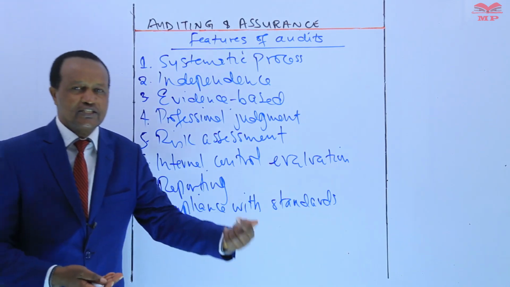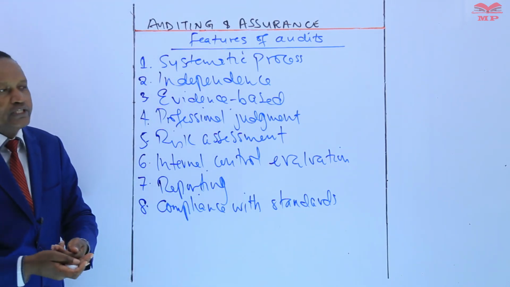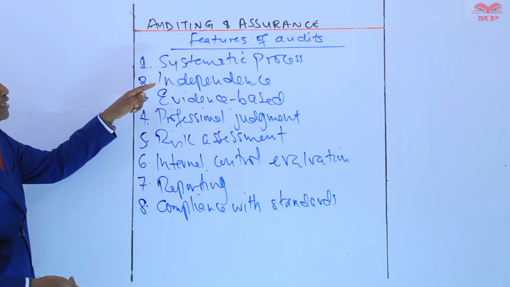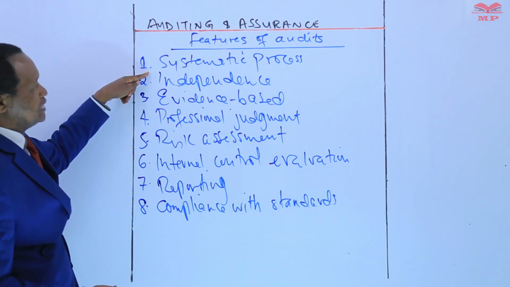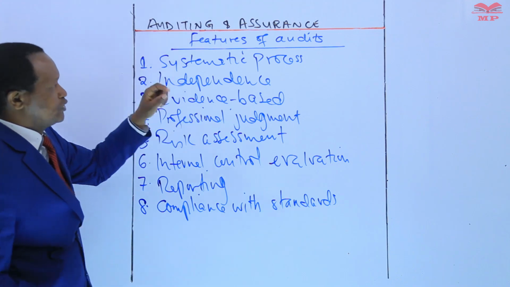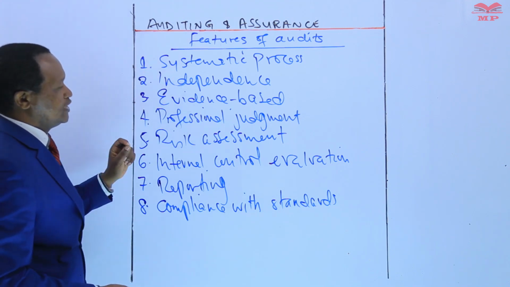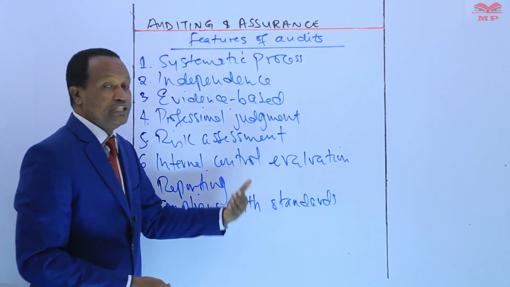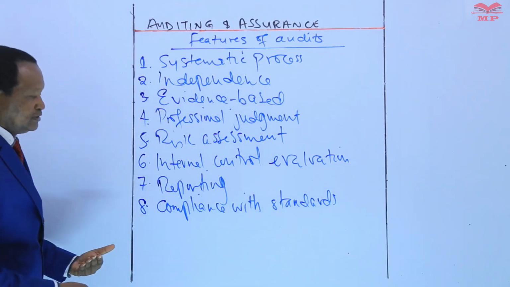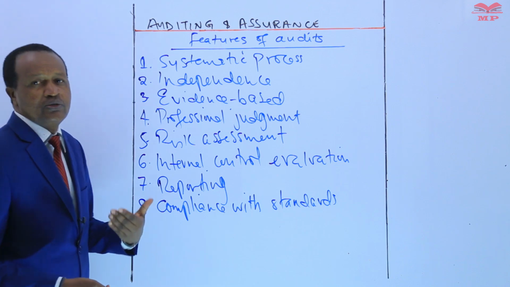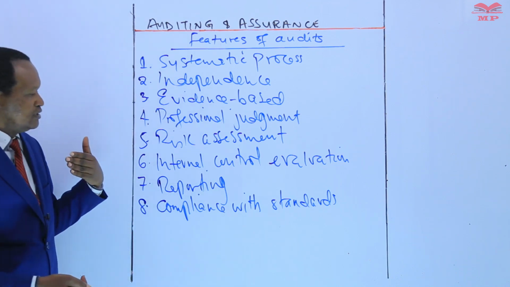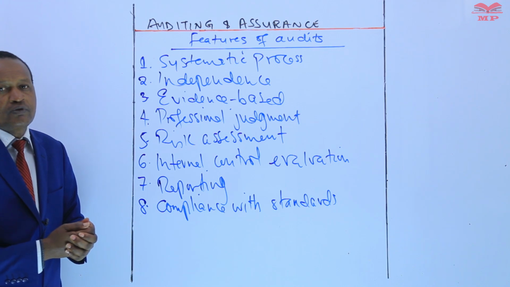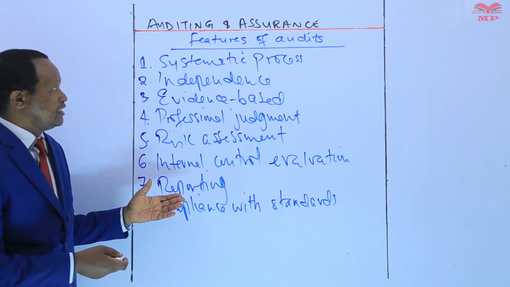They provide guidance on quality control. They provide guidance on ethical considerations. Remember, we say that, first of all, auditing is a systematic process. This process is provided by the standards. The standards dictate how an audit is to be conducted. Compliance with standards. You understand? So these are the key features.